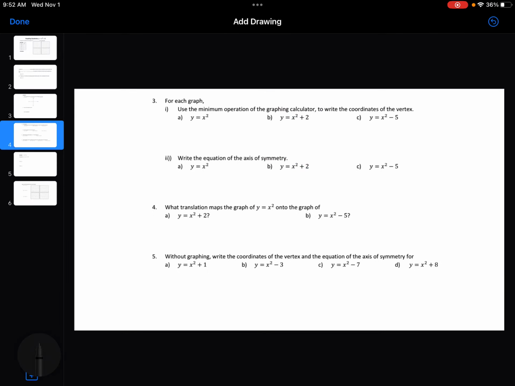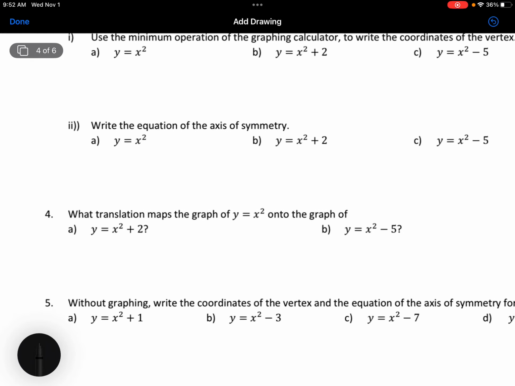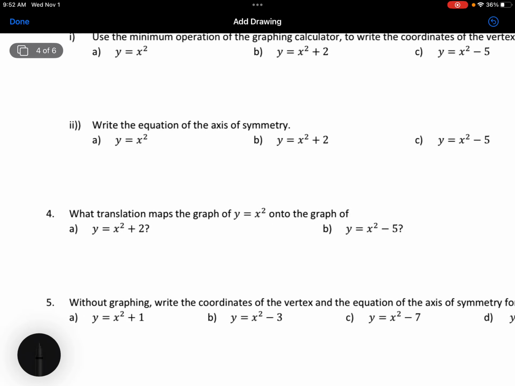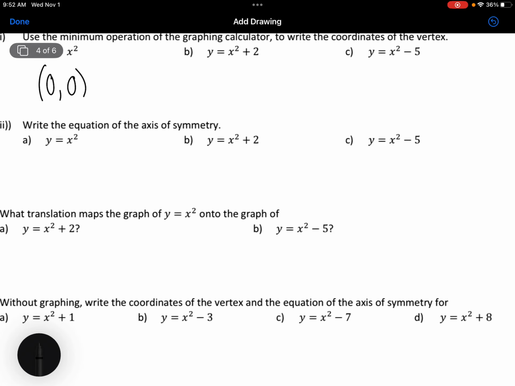Now, if we were to look at these values, we know that the minimum for y equals x squared, the vertex, was 0, 0. We've already talked about that. The x value doesn't change for either of these. So we know that we have 0 and 0, because we haven't done anything other than move it up in the first case or down in the second case. Well, that also changes our minimum value. So this one would be 0, 2, and this one would be 0, negative 5. We've just moved everything up or everything down.